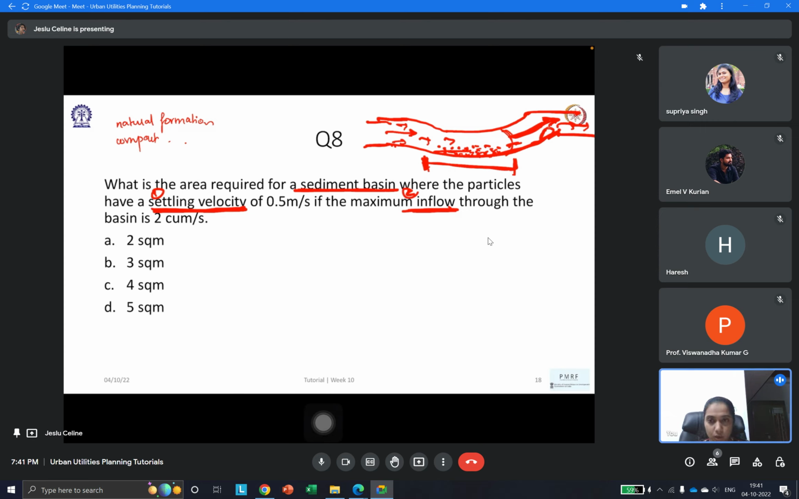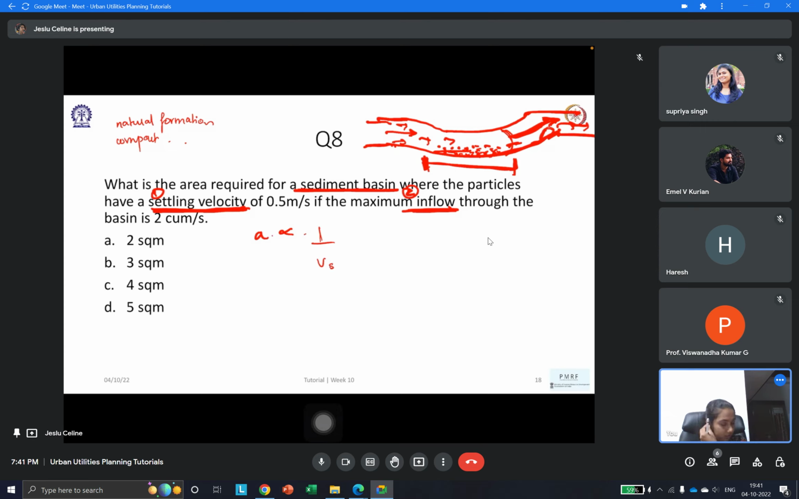Any idea how we would go about it? Will settling velocity be directly proportional to the area? If the settling velocity is higher, would we need a larger area, or if the settling velocity is low, would we need a smaller area? What is the relationship? Any guesses? We have learned this formula in our lectures. Okay, so this is inversely proportional. As the settling velocity increases, the area required will be lesser.